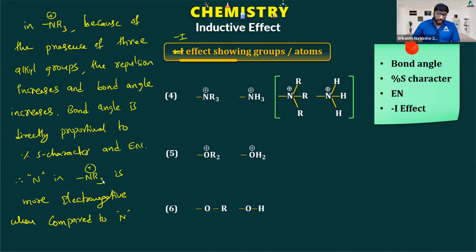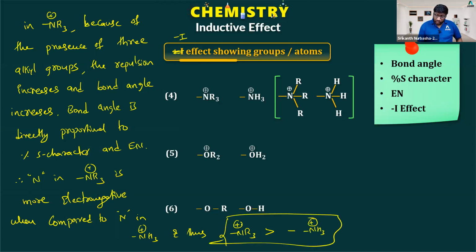I have explained this even in chemical bonding. In chemical bonding, we have seen the bond parameters. In the bond angle, we have discussed that if we have more electronegativity, greater the bond angle, greater will be the percentage of S character, yes or no, and greater will be electronegativity. So nitrogen in NR3+ is more electronegative when compared to nitrogen in NH3+, and thus NR3+ is a better electron withdrawing group when compared to NH3+.